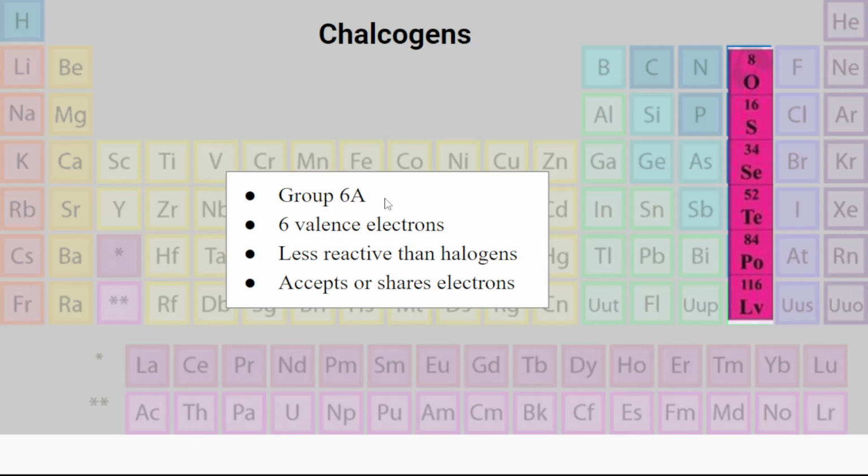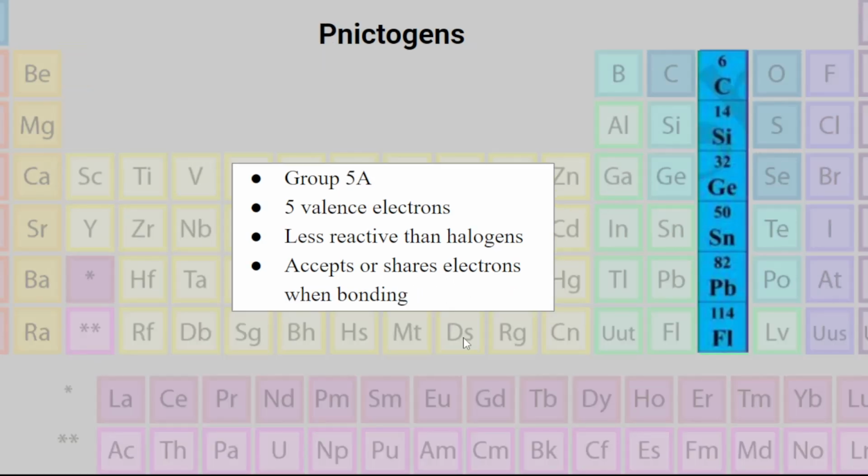6A, this is the chalcogens, 6 valence electrons, less reactive than halogens, and they can either accept or share electrons. 5A, the pnictogens, 5 valence electrons, very similar to the chalcogens, less reactive than halogens, accepts or shares electrons when bonding.